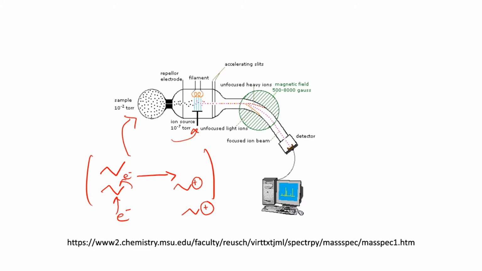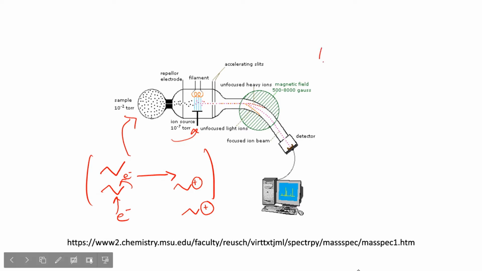Now, the next step is acceleration. How does acceleration occur? At this end, you have the repeller electrode. This is another positive electrode. So when the electrons collide with the molecules of your sample, breaking it apart to form positive ions, the positive electrode, like repels like, and pushes these cations through these slits that you see here and focuses them into an ion beam. Now they're accelerated so that they will all have the same kinetic energy.